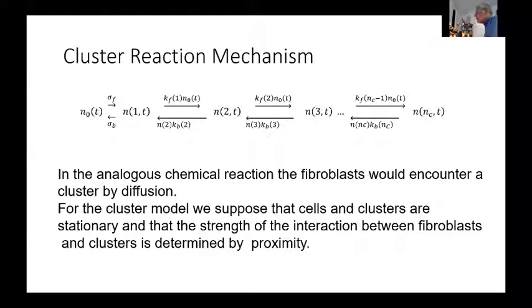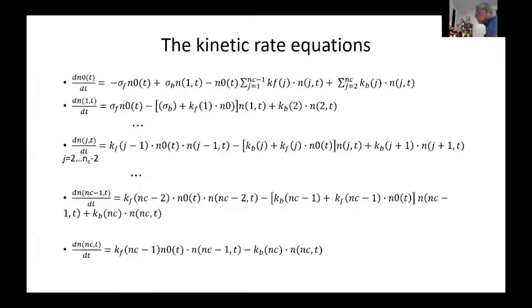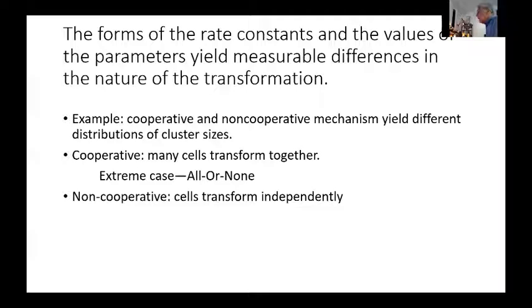This is the way that the model was implemented in a mathematical form. And these are the kinetic rate equations. Again, I don't want to spend a lot of time on this. One can solve these using MATLAB or some other mathematical software, which is what I did. And the important point here is that the form of the rate constants and the values of the parameters like Kf, Kb, S, and so on, have a big effect on the nature of the transformation. And in particular, I'm going to compare examples of cooperative and non-cooperative mechanisms which yield different distributions of cluster sizes.